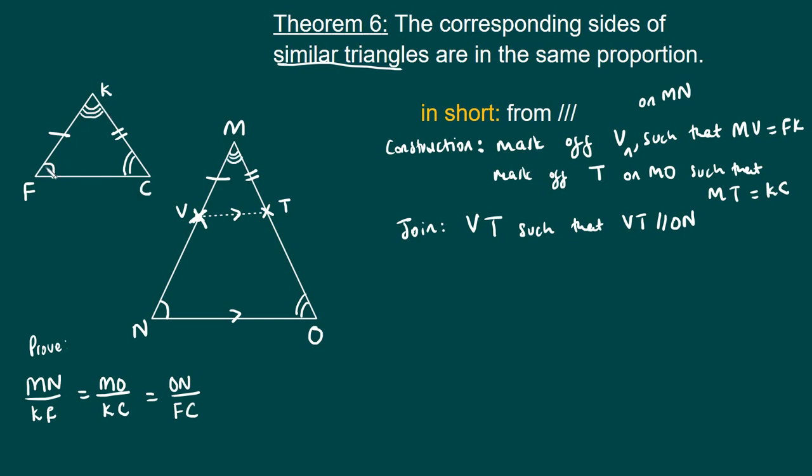They are not necessarily all of them equal, like F is not necessarily equal to C equal to K, but we're saying the corresponding angles, meaning F and N are equal, C and O are equal, K and M are equal, because these are similar triangles. So you're already dealing with similar triangles. You are trying to prove that the sides of those similar triangles are in the same proportion. So let's remember, mark off V on MN such that MV is equal to KF, and mark off T on MO such that MT is equal to KC, and then join VT such that VT is parallel to NO.